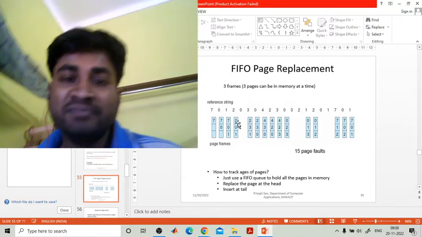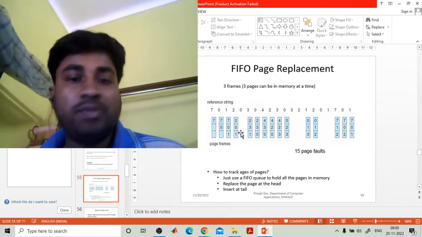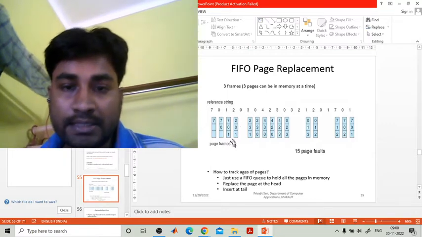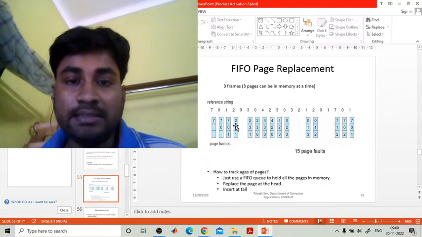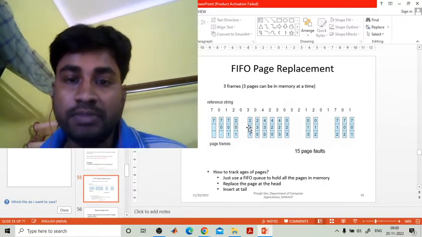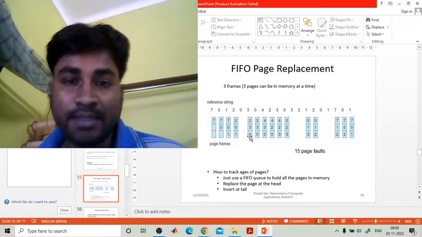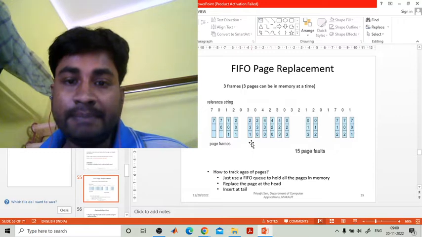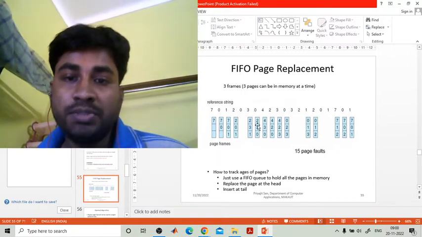7 came first, so therefore 7 will be replaced with this 2 and 2 will come in place of 7. Next, 0. 0 is present here, so 0 will not be replaced. Next, 3. 3 is not present here, therefore 3 will be replaced with what? With the next element, that is 0. So 3 will come in place of 0. Okay, therefore 2 3 1 will be here. Next, 0 is coming, so 0 will be replaced with what? The next element, that is 1. So 2 3 0 will be there.